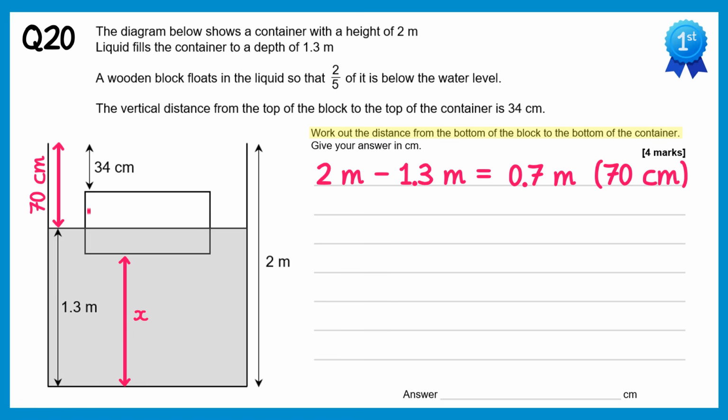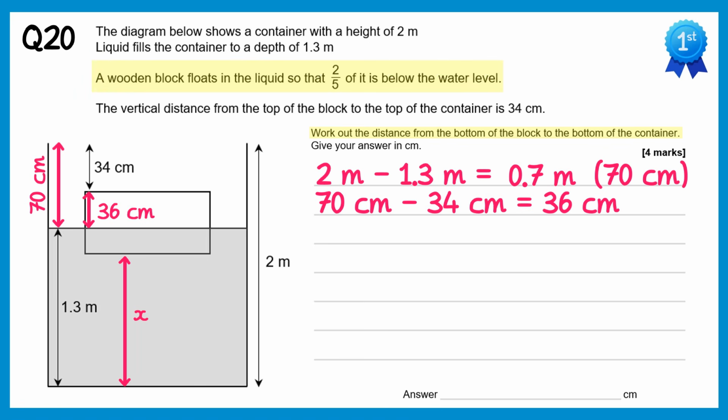Next we can find this length here, which is the amount of the block that's above the water level. We can do this because we know this amount plus the 34 centimeters must equal the 70 centimeters. So if we do 70 take away 34, we find it's 36. So we can label that onto our diagram as well.